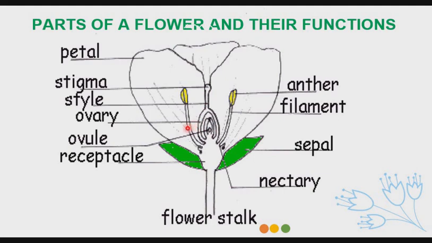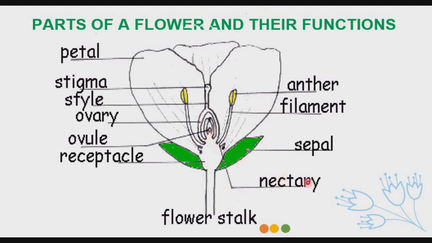Now, after that, we have the ovary here. The ovary contains the ovules. Apart from containing the ovules, the ovary also develops into fruit after fertilization. We have here the ovule. The function of the ovule is that it produces the female gamete. Apart from producing the female gamete, it also develops into a seed after fertilization.